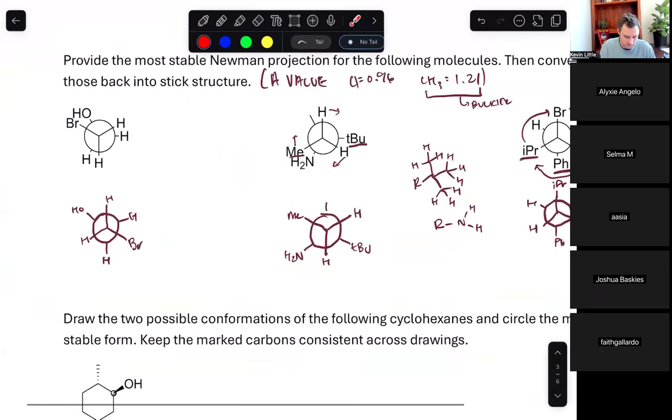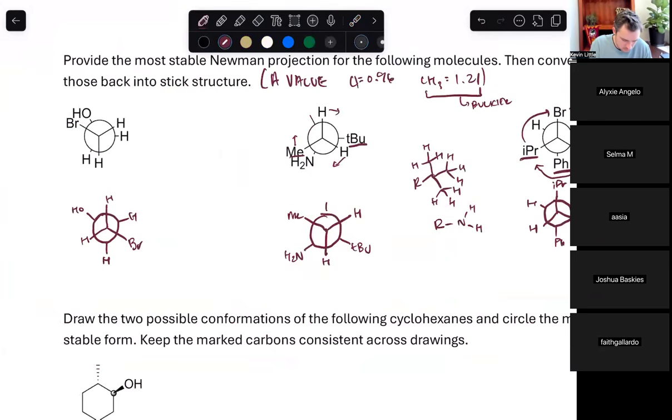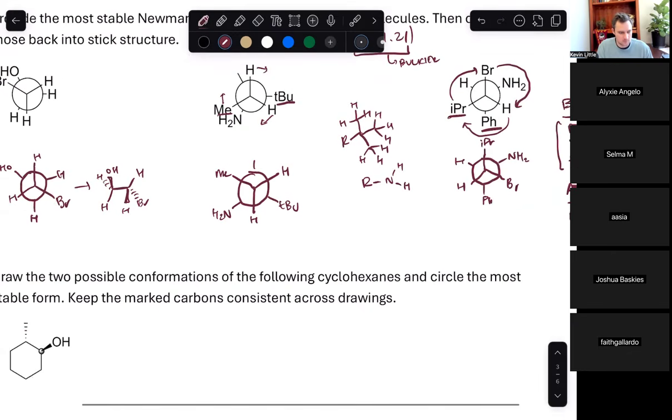And then it wants us to convert this back to a stick structure. On a test, I'll define where you're rotating this. And I won't go through all of these because it's practically the same question. You could, in this question, theoretically flip it both ways. No, I'm not going to ask you. The only thing I would ever ask at this point is what the most stable Newman projection is.